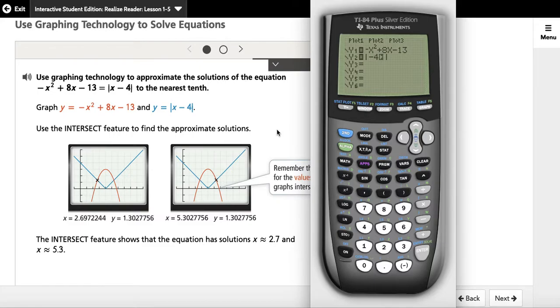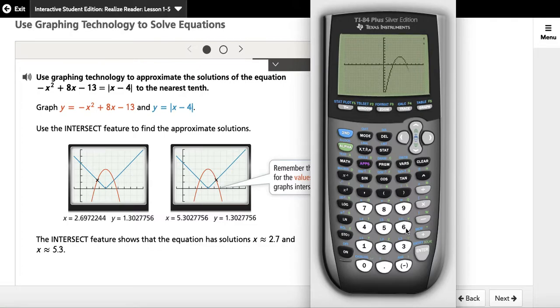So now, x minus 4. Let me make sure I have those correct: negative x squared plus 8x minus 13. It's always good to double check, otherwise you're going to waste time. Let me see if I have the graph, or let me just do the standard zoom 6 and see what that looks like.